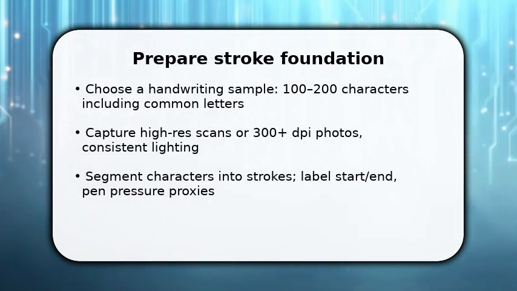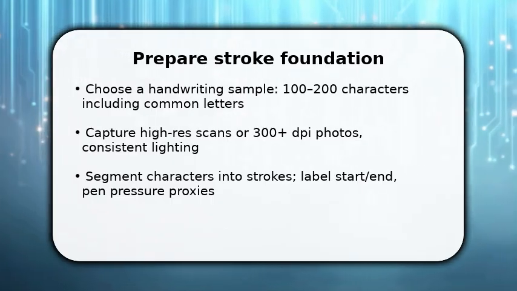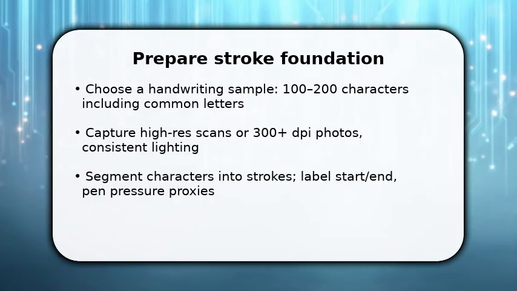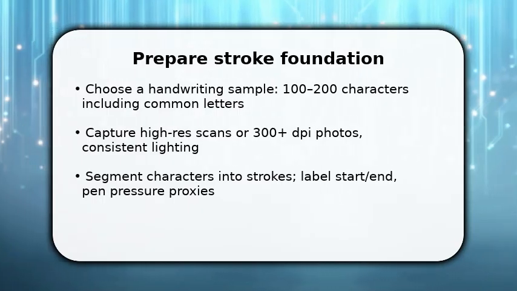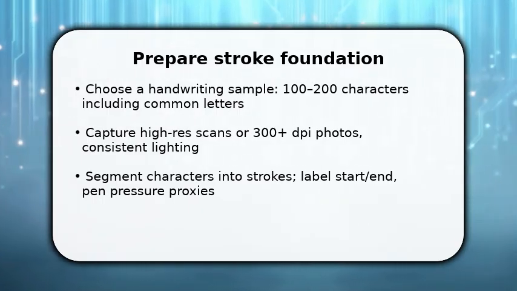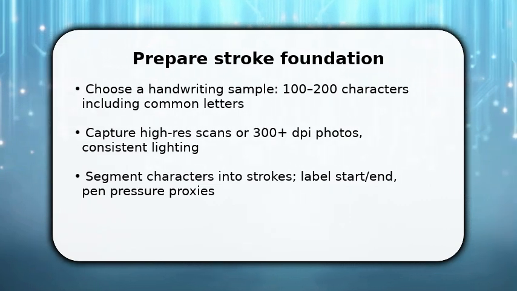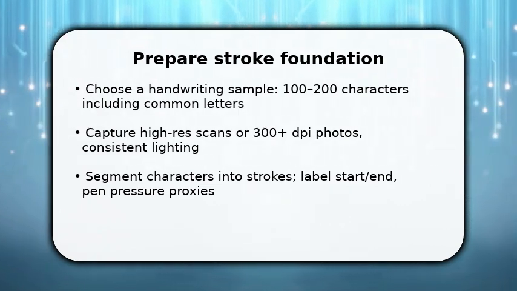Next, segment glyphs into individual strokes and label approximate start and end points. That gives the model shape and timing cues. Make sure to include a few repeated letters, so the system learns pressure and micro variations.